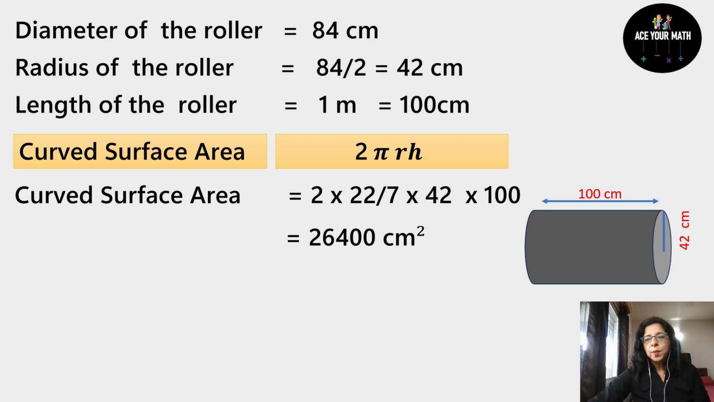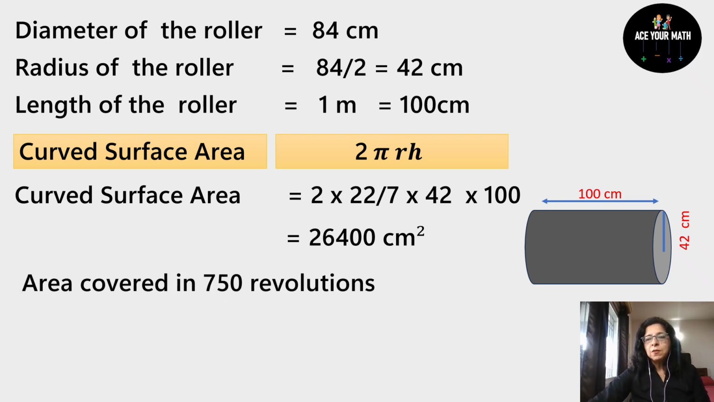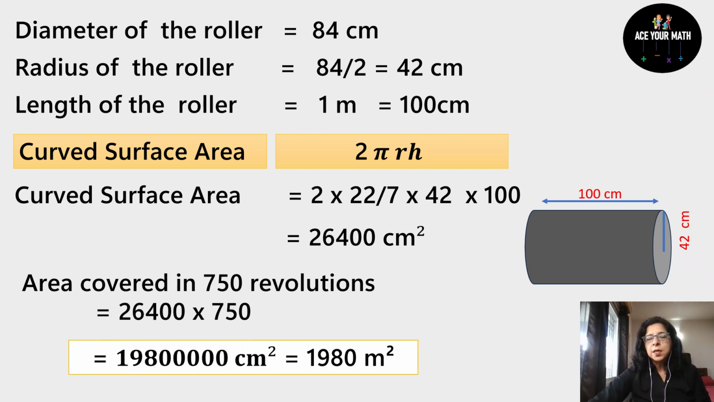In total, how many revolutions is it making? 750. So how much area will it cover in 750 revolutions? You will multiply this curved surface area by 750 and you will get your answer in centimeter square. So you can convert your answer into meter square as well. How can you convert? It is very simple. See, we know that 1 meter is equal to 100 centimeter.